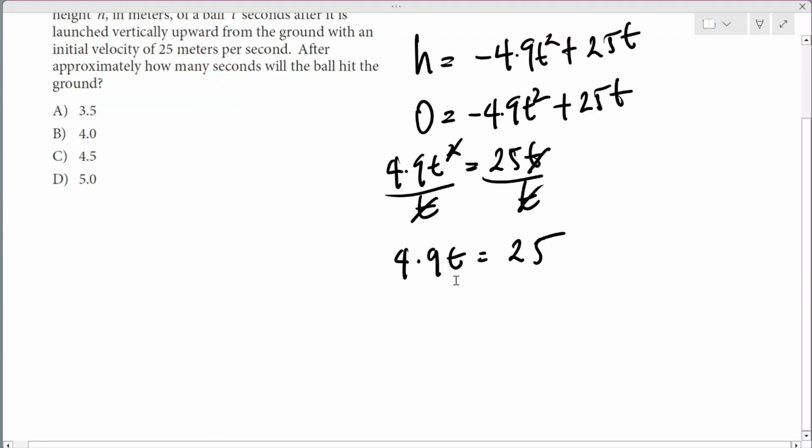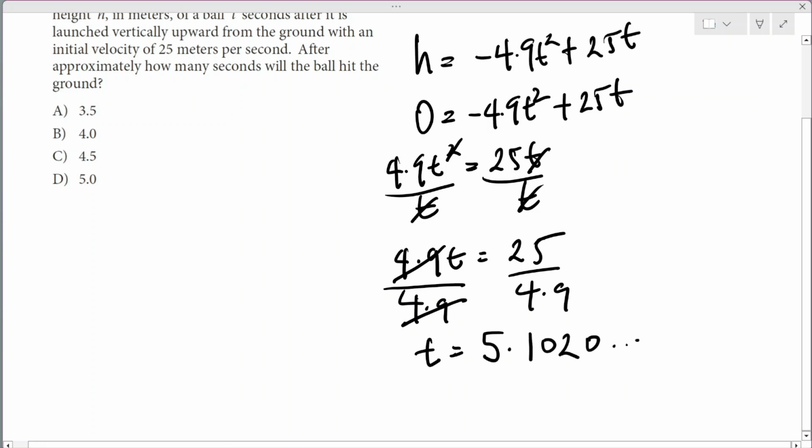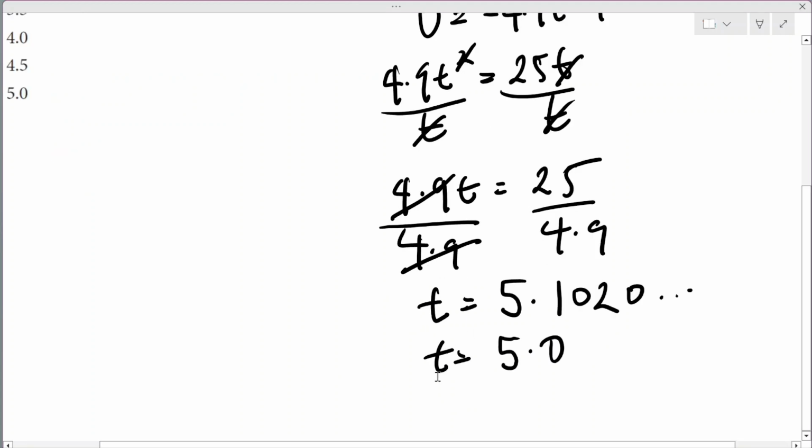We're looking for t, so we divide both sides by the coefficient of t, which is 4.9. Divide by 4.9 and divide by 4.9. Note you're allowed to use the calculator. 4.9 cancels 4.9. You'll be left with t equals, with your calculator, 25 divided by 4.9, which will give you 5.1020 and so on. So t to the nearest whole number is 5.0. So we have our answer as t equals 5.0 seconds.